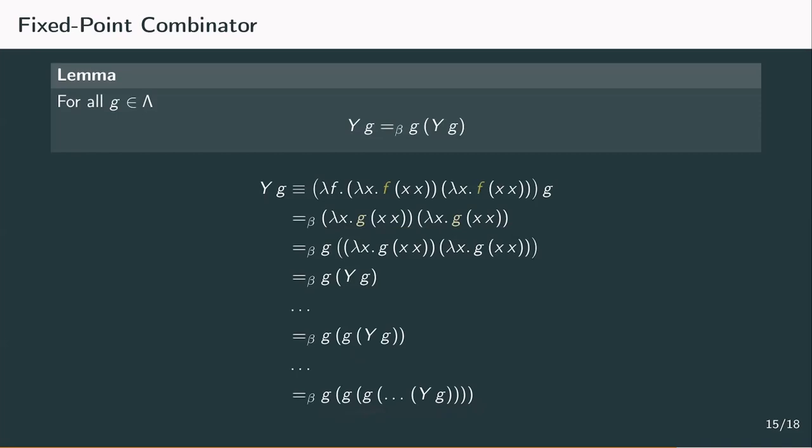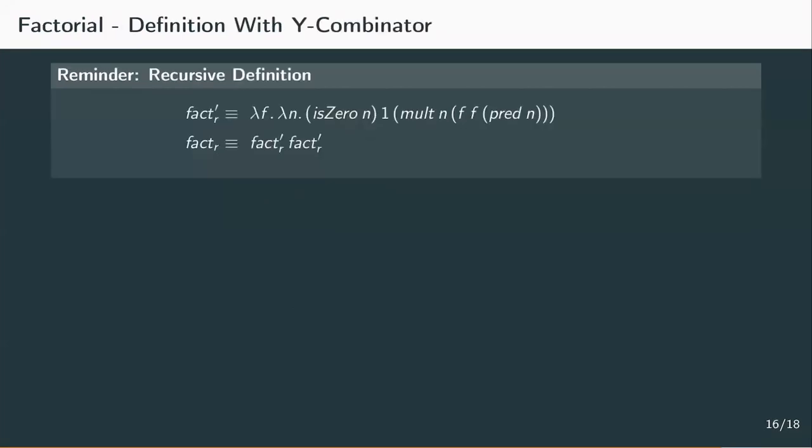Let's now get back to the factorial function and see how we can make use of the Y-combinator, or any fixed point combinator for that matter, to achieve recursion. As a quick reminder, this is what the recursive definition of the factorial function looked like. To avoid confusion with the second definition that we construct now, we're going to rename these two functions to factorial-prime-r and factorial-r.